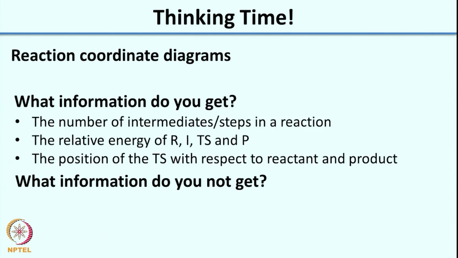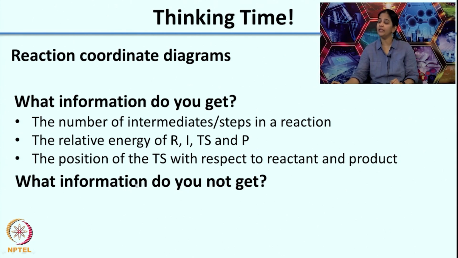So, some of the information that you get using these reaction coordinate diagrams is, unlike just showing the reaction with an A going to B arrow representation, in the reaction coordinate diagram you can see the number of intermediates or steps involved in a reaction. Also the reaction coordinate diagram, since you have the y axis as energy, gives you the relative energy of the reactant, the intermediates, the transition states and of course the product. So, you can compare the relative energies of all these species. And the other thing which the reaction coordinate diagram tells you is the position of the transition state with respect to the reactant, product and intermediate.